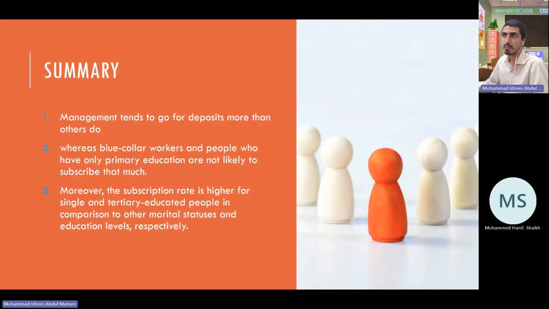So what is the summary? Management needs to go for deposits more than the others do, whereas blue collar workers and people who have only primary education are not likely to subscribe that much. Moreover, the separation rate is higher for single and tertiary education people in comparison to other marital status and education levels respectively. So this is what we have learned from that data set.